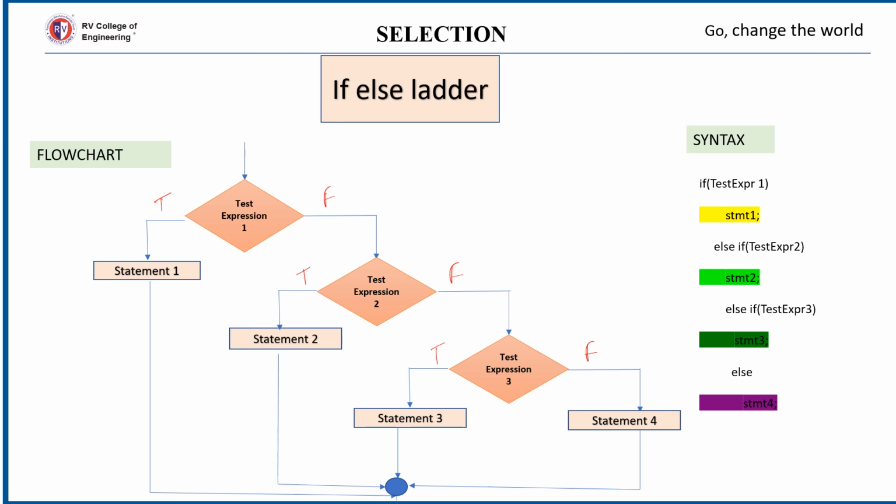If test expression 1 is true, statement 1 is executed. Else if, I check the second expression. Look at the syntax here. I have else followed by a space, then if, then I have a condition. Statement 2 is executed if it is true. If it is false, I check another expression, expression 3. If true, I execute the statement. Else, the final else, I execute statement 4.